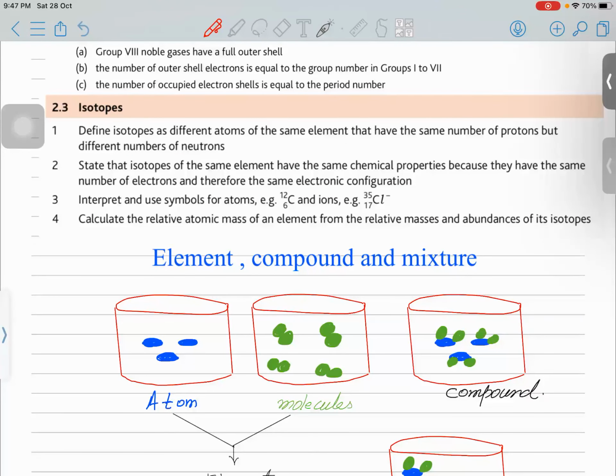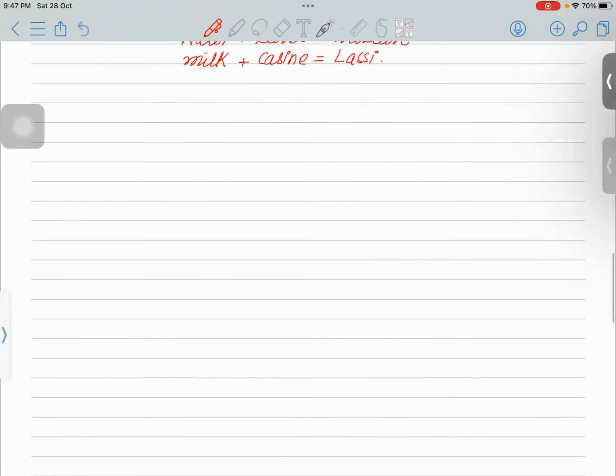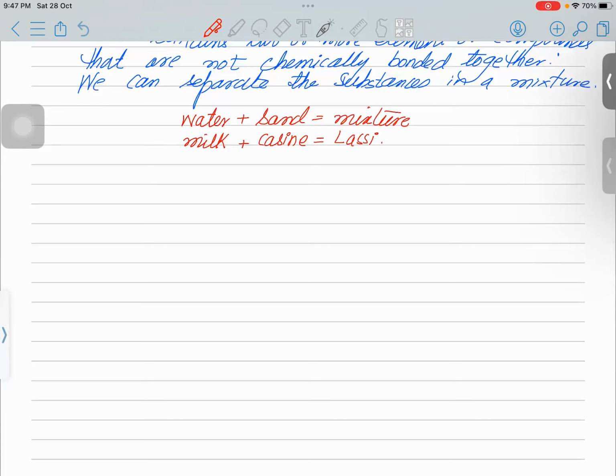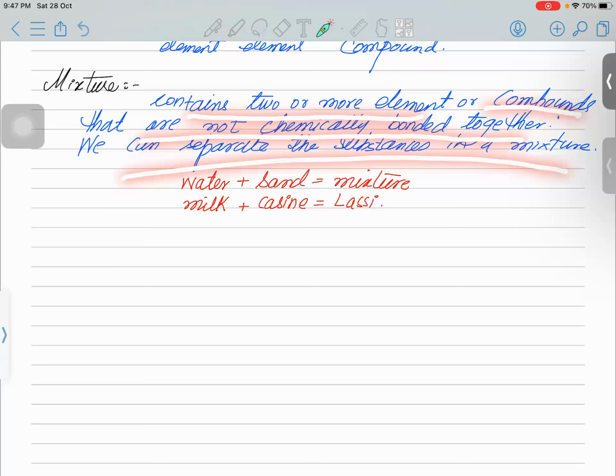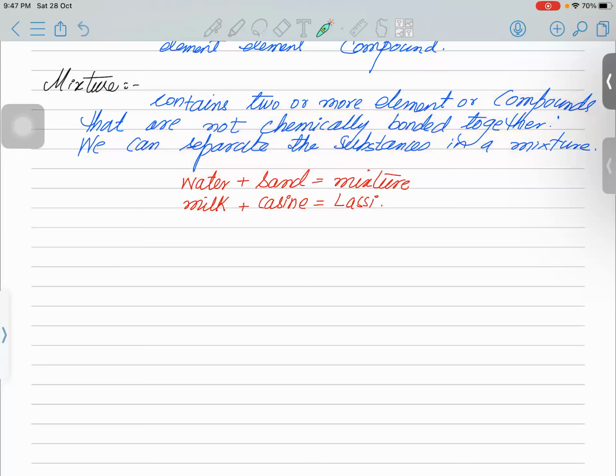Sure, yes, beta. It means that even salt and water is a mixture, yeah. Which water? Salt and water. Salt and water is not a mixture. Why? Now read the definition again. Contain two or more elements or compounds, right? That are not chemically bonded together. We can separate the substances in a mixture. If you can separate water and salt, then it is a mixture.